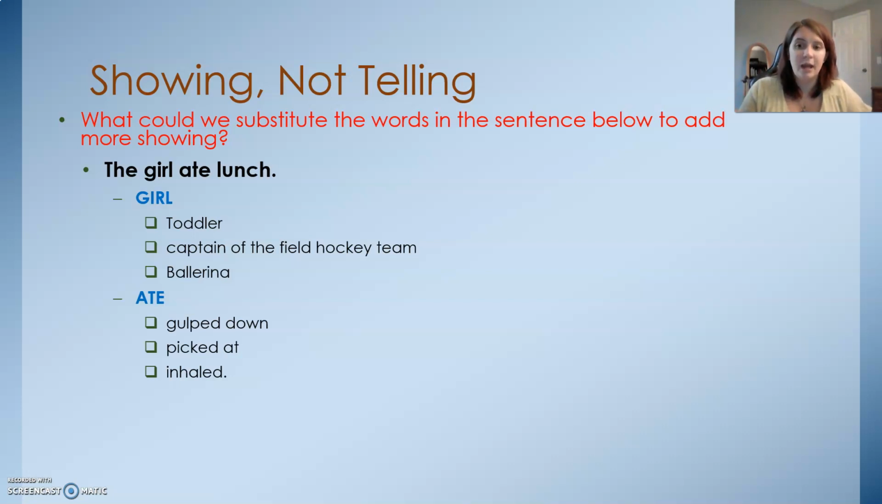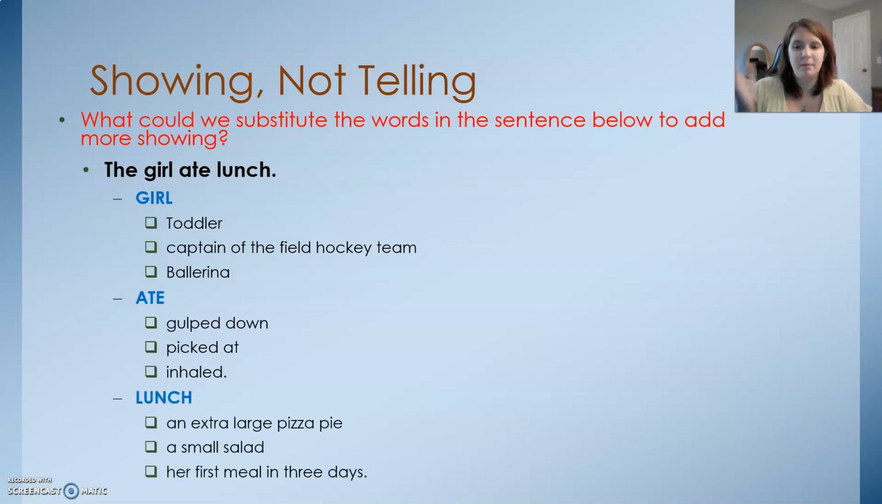The last word we're going to look at is lunch. Well, maybe they ate an extra large pizza pie. Maybe they had a small salad. Maybe it's the first meal they had in 3 days. Adding those extra details, again, gives us a stronger mental image.